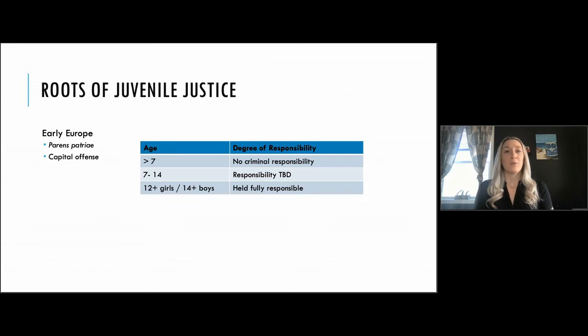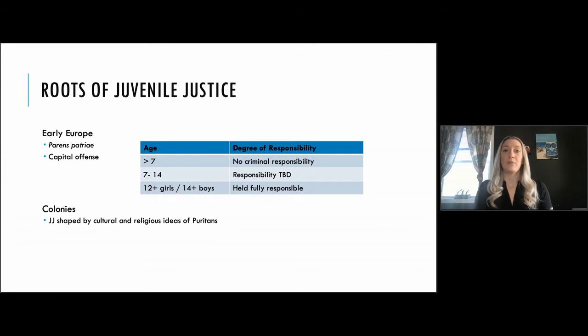In early Europe, youth could also be found guilty of capital offenses. There were actually 160 to 200 capital offenses that children could be executed for. Let that sink in a second. And in 1785, 18 of the 20 people who were executed in London were under the age of 18. 18 out of 20.